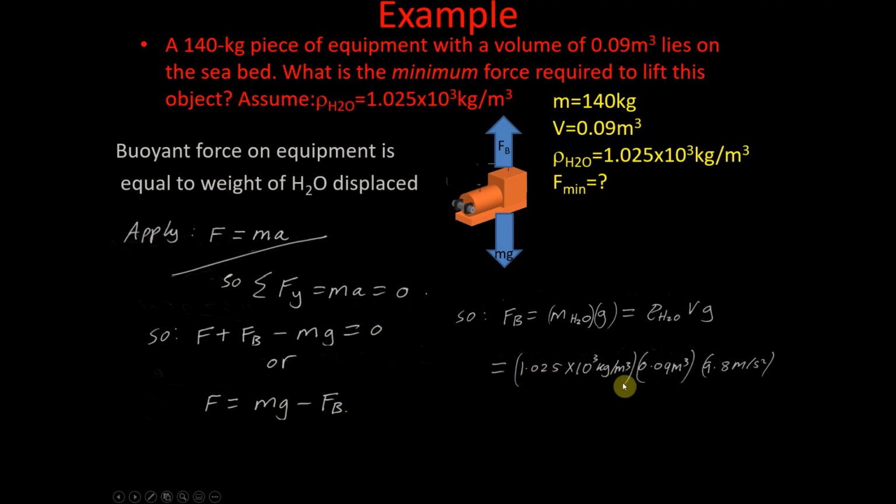Substitute in rho, which is our density of seawater. Here's our volume. Here's gravity. That will give us an answer of 904.05 newtons.